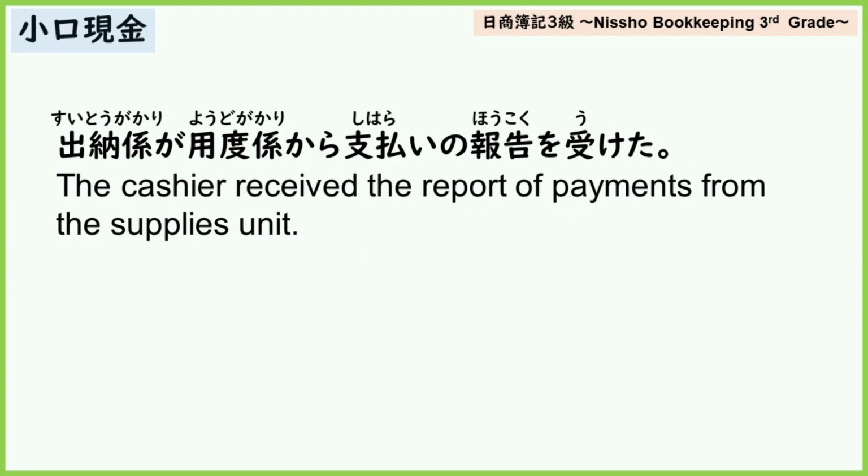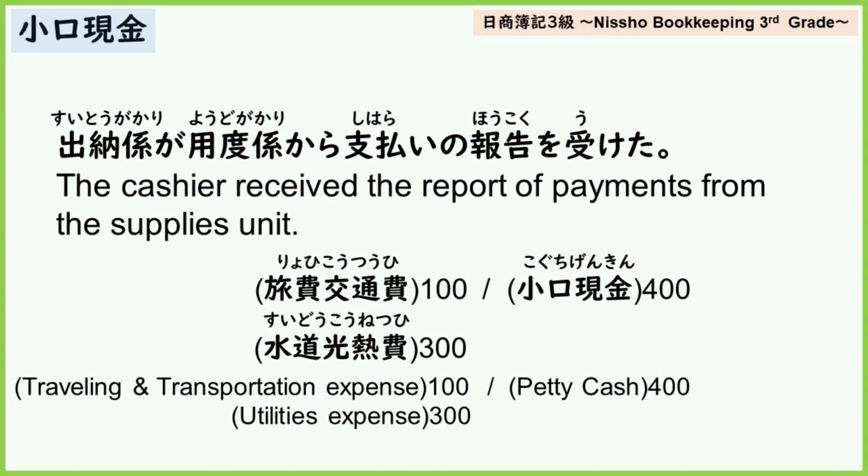Next, the cashier received the report of payments from the supplies unit. The journal entry is as follows. Debit, traveling and transportation expense 100, utilities expense 300. Credit, petty cash 400. We'll break down the asset of petty cash and record expenses for traveling and transportation as well as utilities.